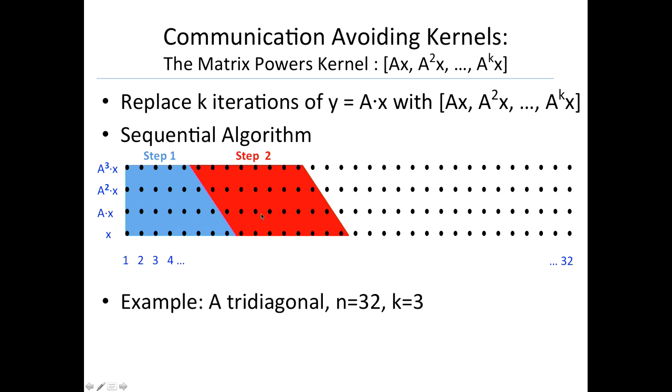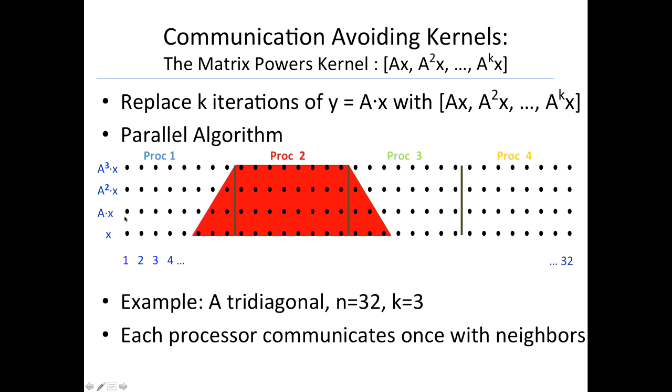Then I can have everything to compute everything in that red parallelogram with one communication. Then the same trick, I go on, I can compute everything in there and everything in there. So I've touched everything once, and I've communicated, but I've taken 3 steps of the algorithm. That's the sequential case. What about the parallel case?